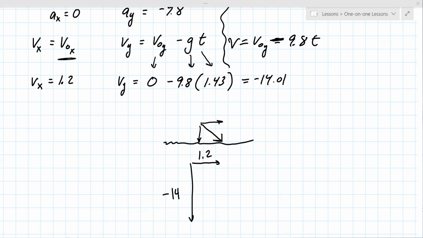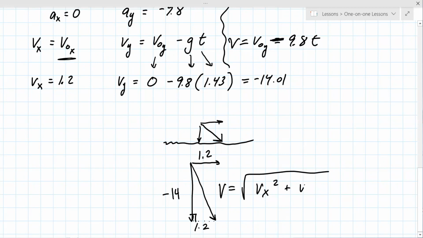The speed just before striking the water is the hypotenuse of this triangle. Imagine I slide this 1.2 down here. It's the hypotenuse of a right triangle, and you're finding that. So the velocity is the square root of the x velocity squared plus the y velocity squared.